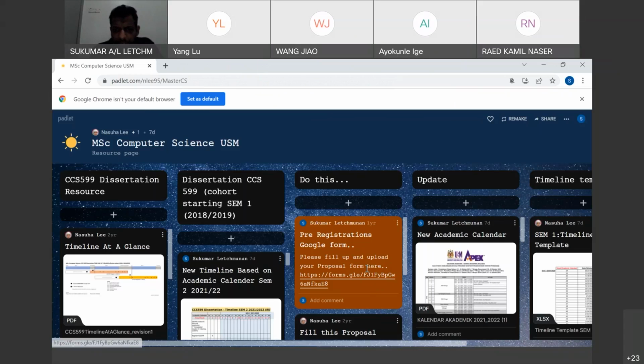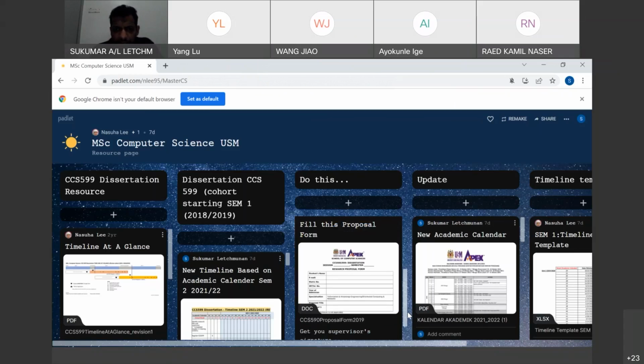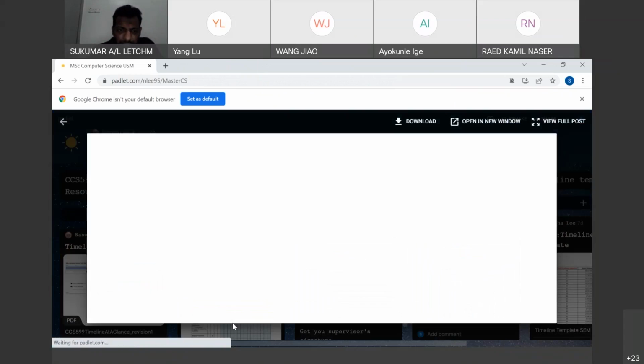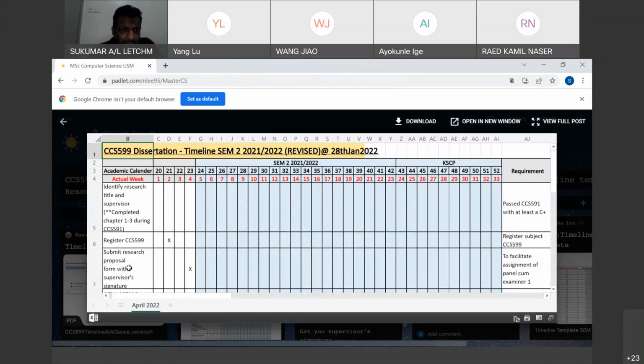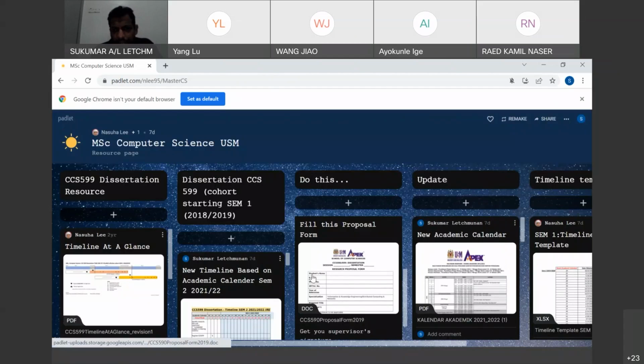After you have done the pre-registration form, we also have this proposal form. This is what you need to submit, very clearly. It's been put in here. You submit the research proposal form with the supervisor signature. So you need to submit this form.